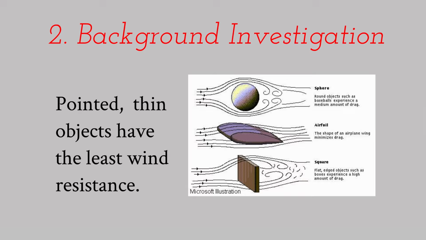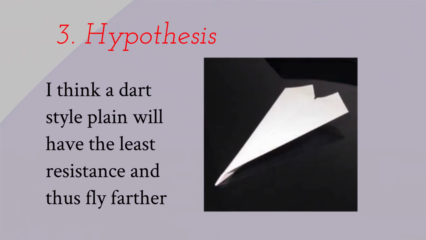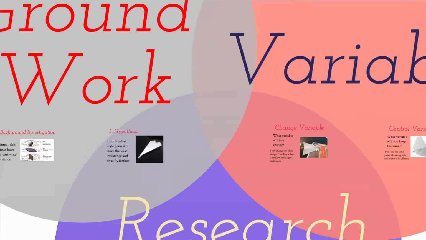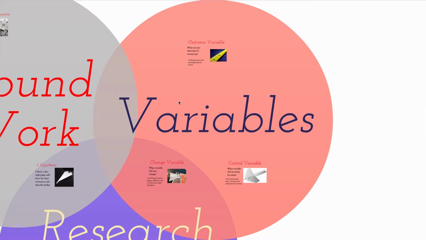Then we do background investigation. An example for our airplane activity would be maybe looking up some questions about how aerodynamics works, because obviously that's going to have a factor on how a plane flies. This is some information that you might find out in your background investigation about how airplanes fly. And then step 3, we're following the scientific method here. The hypothesis that I had was that a dart-style plane would probably have the least resistance and thus fly farthest. That's a little bit of background work, similar to our bread mold activity when we found out that store-bought bread has preservatives in it.